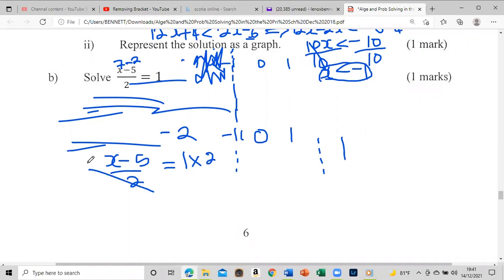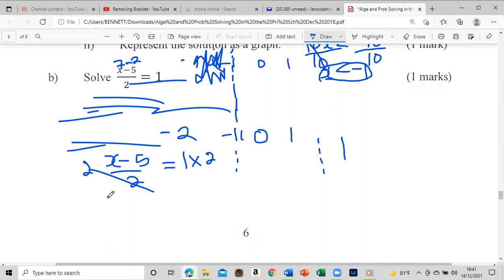So you get rid of this by multiplying by 2. So we're left with x minus 5 equals 1 times 2. What's the inverse of negative 5? Positive 5. All right. So x is 10, I mean 7.